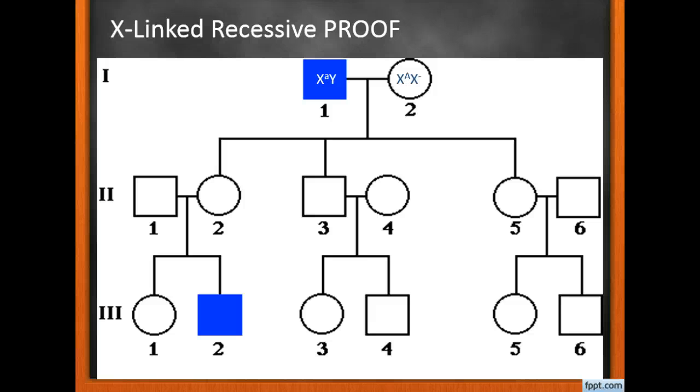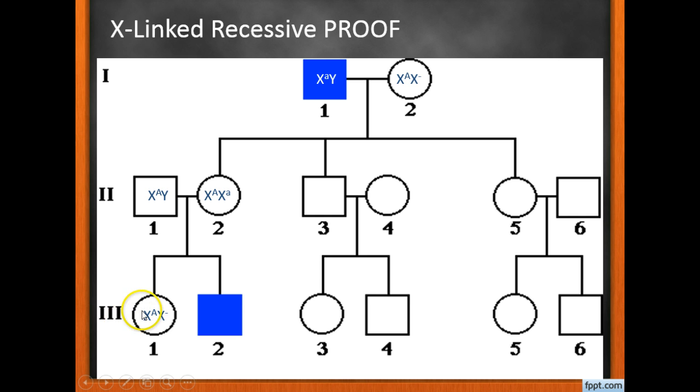Let's take a look at the mom now. We know that the mom has 2 chances because she has 2 X's, and that she has at least 1 capital A because she is not showing that she's affected for that trait. Let's go down to the next one. We know that mom is passing a big A and dad's passing the Y, so that works. Dad's passing the little a, mom's passing the big A, so that works.